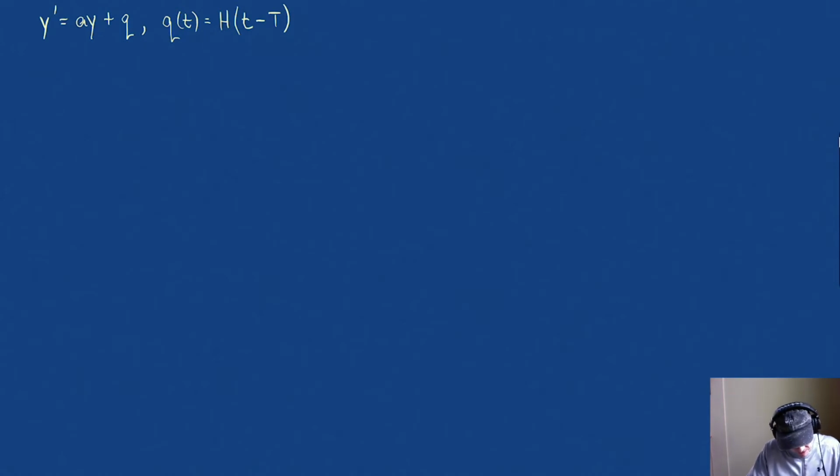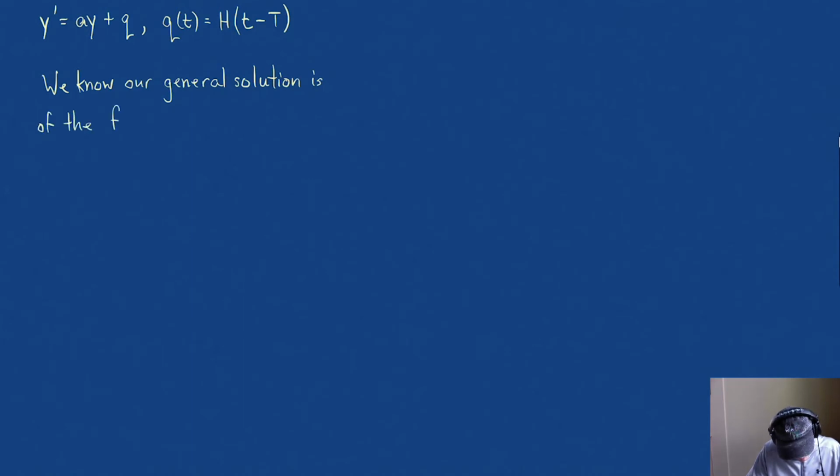Here we go. Now, we said we also have our solution, and I'm going to write this as y of t. So we had our general solution. Let me write this. We know our general solution is of the form.